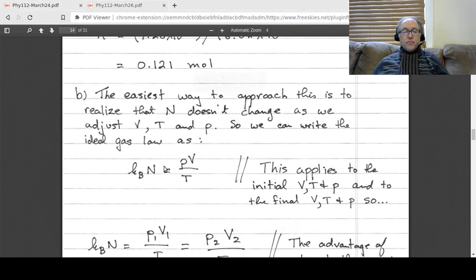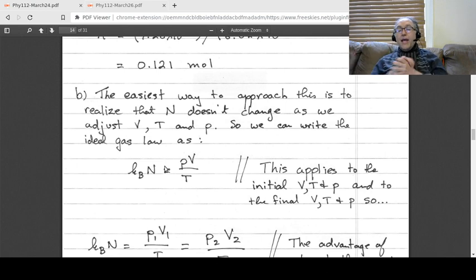Part B, there's a couple of ways to do it. I'm just going to show you one right now. When you have pressures changing and volumes changing and temperatures changing, you can consider that as having some initial condition, some initial P1 V1 T1 being changed to another state which has P2 V2 T2.